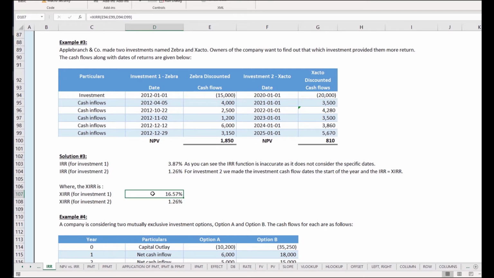And for IRR, we can perform the calculation in cells D107 and D108. So to do that, we highlight the cells of the values, so E94 through E99, which is where all of the values are located, and then we put in the dates in cells D94 through D99. That gives us an XIRR of 16.57%. For investment 2, it ends up being 1.26%. Again, we apply the same formula, but we select columns F and G for the Exacto dates and discounted cash flows.